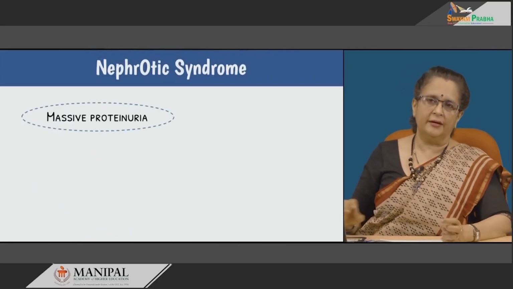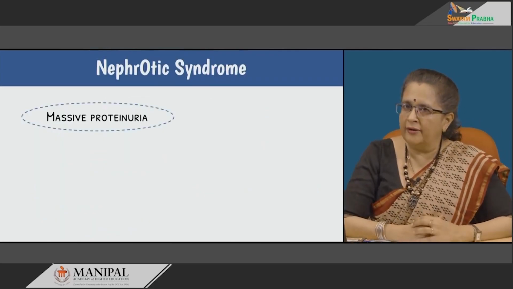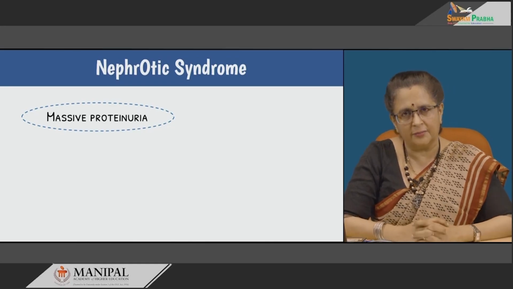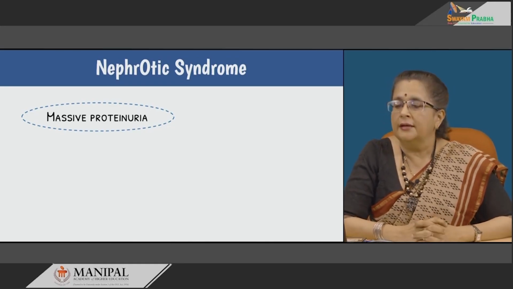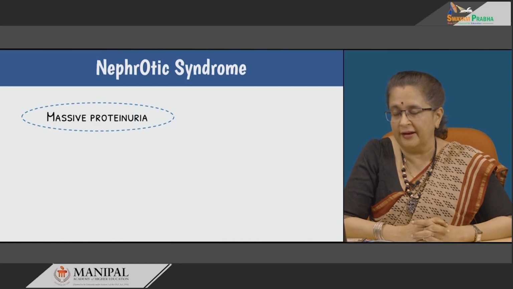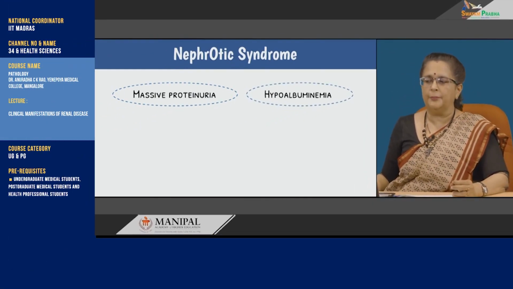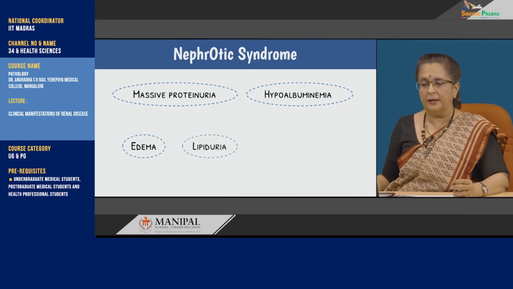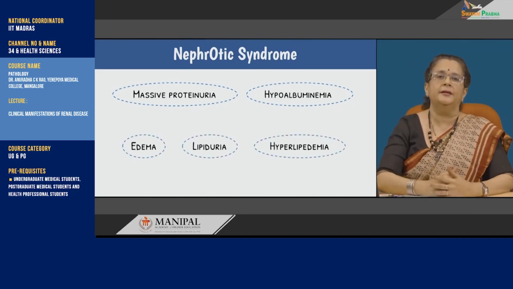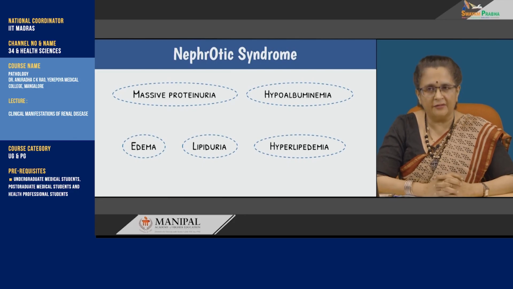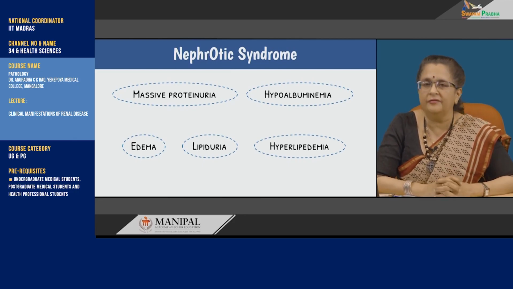So, first we will have a look at nephrotic syndrome. Now, when do we say nephrotic syndrome? Is it just massive proteinuria? No, it is a combination of various factors. We should see massive proteinuria along with hypoalbuminemia, edema, lipiduria and hyperlipidemia. Now, these 5 should be there and it is an essential component for nephrotic syndrome.